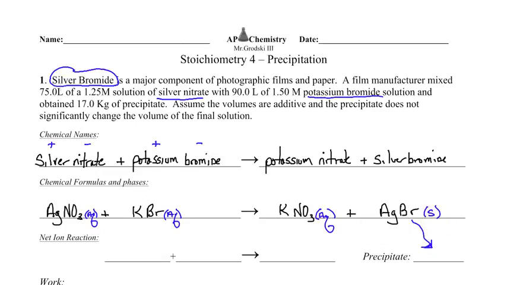Now, before we do any type of math, we have to make sure we balance, make sure the law of conservation of mass is working here. 1 silver, 1 silver. When I deal with polyatomic ions, I like to keep them together. So 1 nitrate, 1 nitrate, 1 potassium, 1 potassium, 1 bromide, 1 bromide.